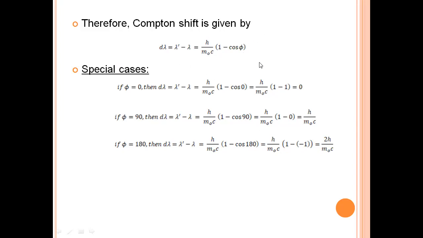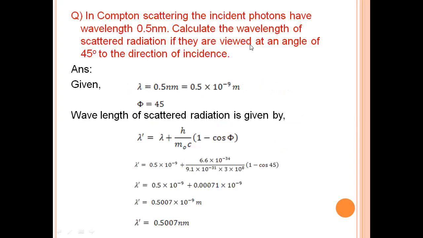Now we can see some more numerical problems dependent on this Compton shift formula. One of them is on the screen. You can observe that they have given the incident photon wavelength, that is lambda, and they are asking you to find the scattered radiation wavelength, that is lambda prime. They have given the scattering angle also, that is 45 degrees. So the given things are incident wavelength lambda 0.5 nanometers. Since it is in nanometers, we have to convert that into meters, 0.5 into 10 power minus 9 meters. And the scattering angle phi is equal to 45.